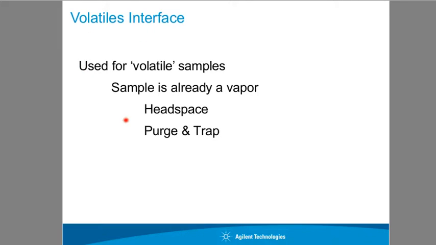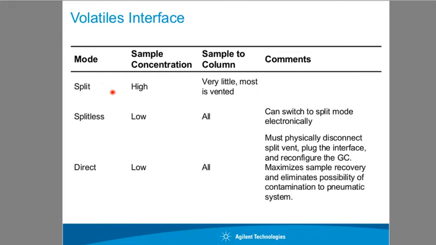So the volatiles interface is usually used for headspace and purge and trap. It's basically just a throughput for your sample to go from the transfer line of either one of these auto samplers, basically to your column. So it really has very minimal flexibility. Again, here you can see you can run it in split and splitless and direct, but in troubleshooting instances, you can't really do manual injections into this type of inlet. So it does limit your flexibility, but it does have its utility as well.